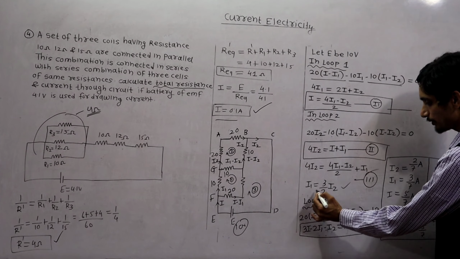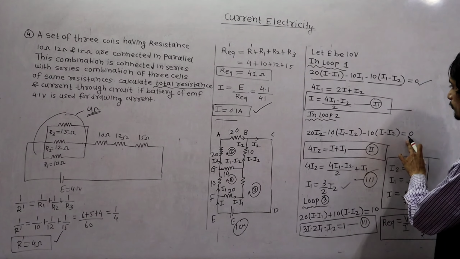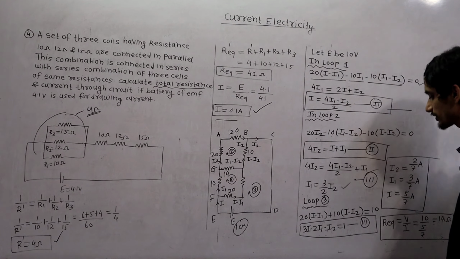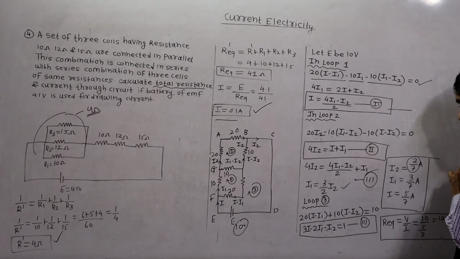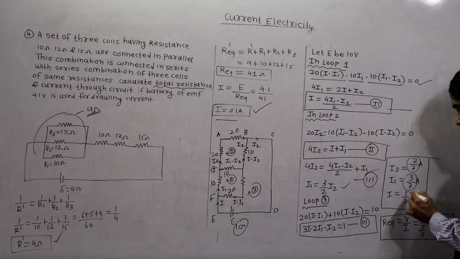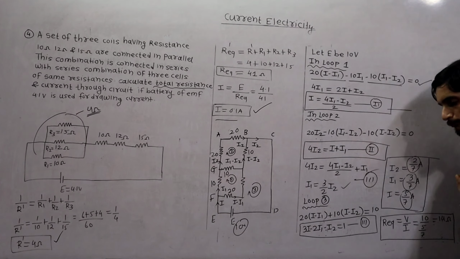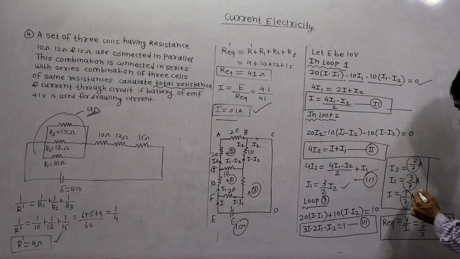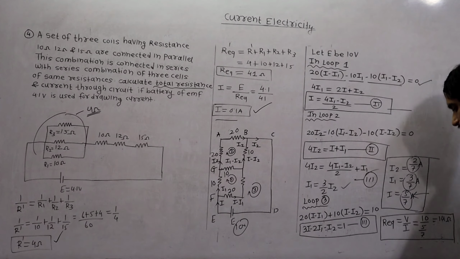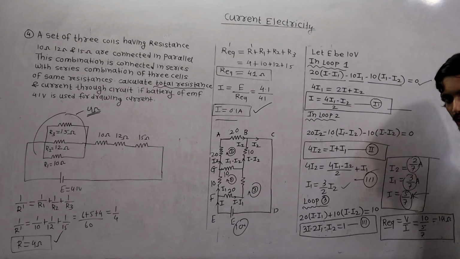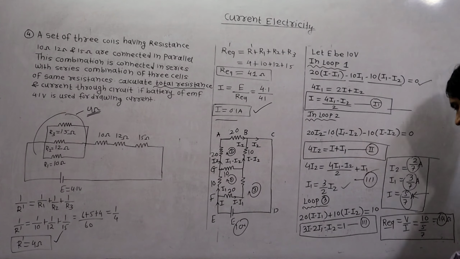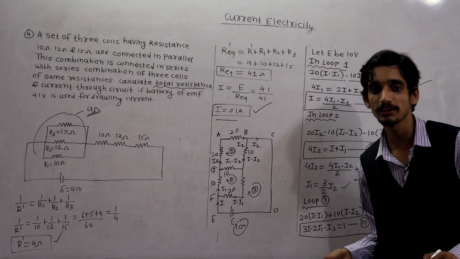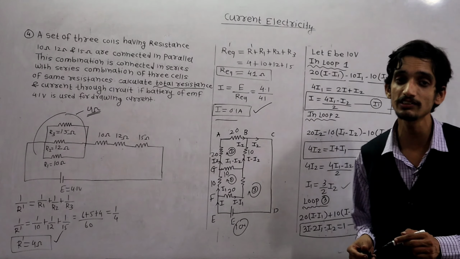Now substitute for I1, 3 by 2 I2. From equation number 2, I is 4 I1 minus I2. So you are getting I2 is 2 by 7 amperes, I1 is 3 by 7 amperes, and I is 5 by 7 amperes. Okay. So total current is how much? 5 by 7 amperes. So R equivalent is V by I. So V is 10 upon 5 by 7, which is 14 ohms. So equivalent resistance of the given circuit is 14 ohms.